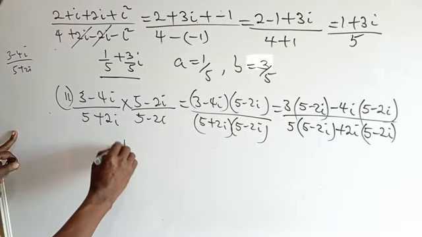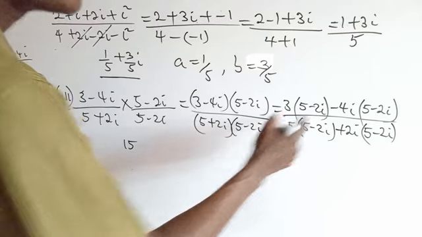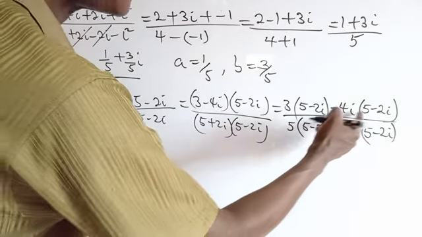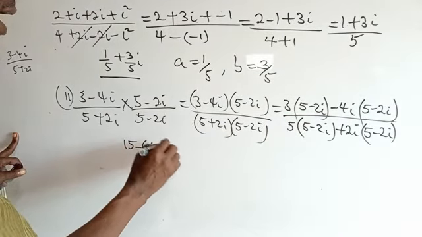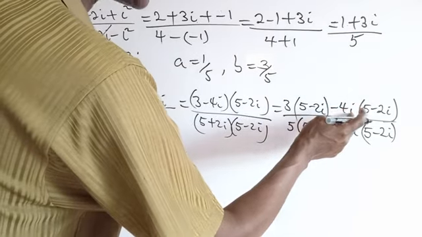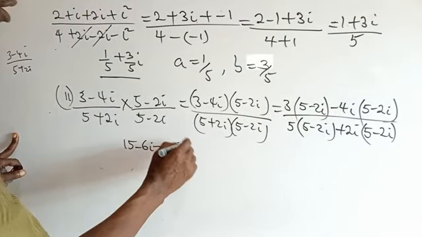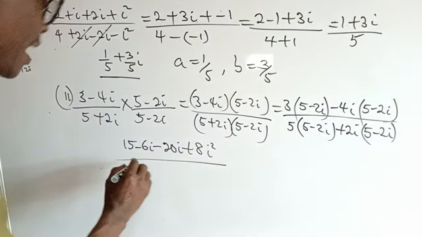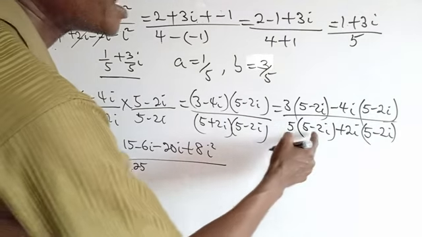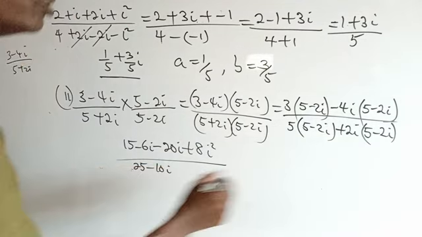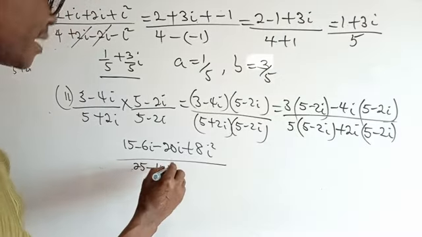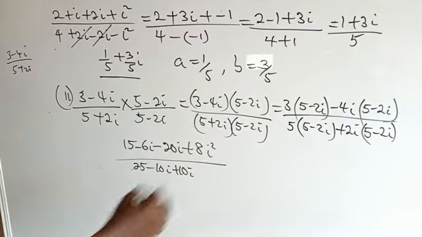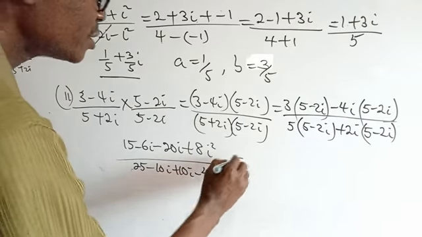3 times 5 is what? 15, good. 3 times minus 2i, that's minus 6i, good. Minus 4i times 5, minus 20i, beautiful. Then minus 4i times minus 2i, plus 8i squared, good. All over 5 times 5, 25. Then 5 times minus 2i, minus 10i, good. Plus 2i times 5, that's plus 10i, good. Then plus 2i times minus 2i, that's minus 4i squared, good.